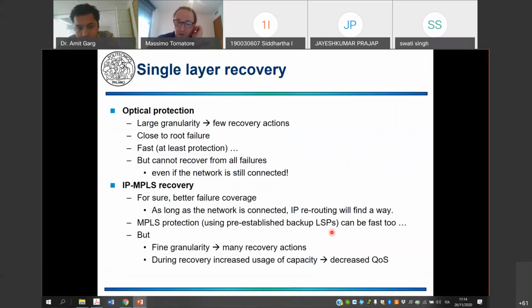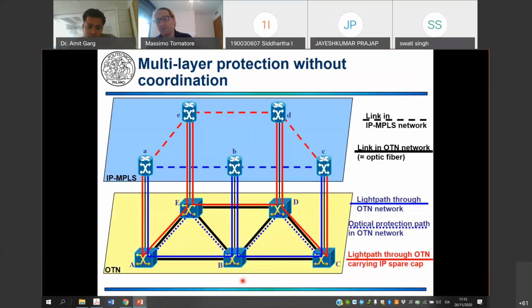Okay, let me skip pros and cons of protection in the optical layer and in the logical layer. You can check it alone. I want to go also on the research topic, so I'm hurrying a little bit now. The idea is to combine the recovery in both the layers. So let's see this example. Okay, in this example, we have jointly the protection at the physical layer, which is this blue protection here, and the protection at the logical layer, which is this red path. Okay?